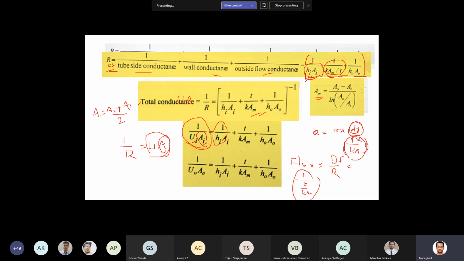So how can you select this area? One simple reason is that whichever resistance dominates will be the controlling film coefficient. Here you have one film resistance, and here you have another film coefficient. Normally the metal wall resistance is very small compared to the film heat transfer coefficient.